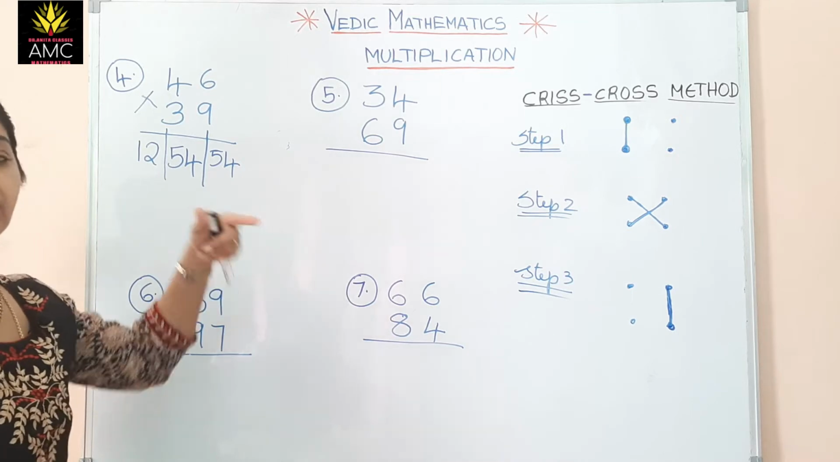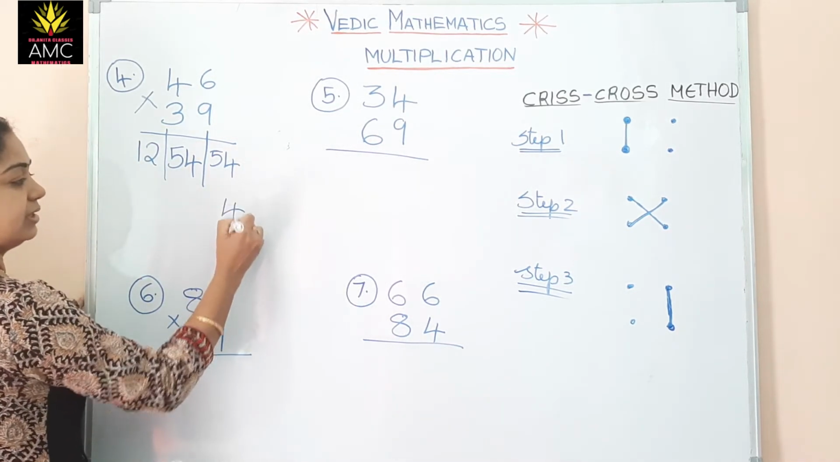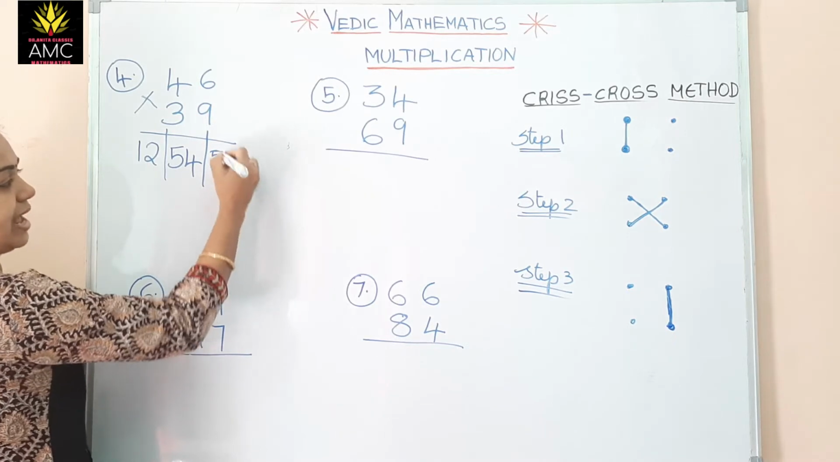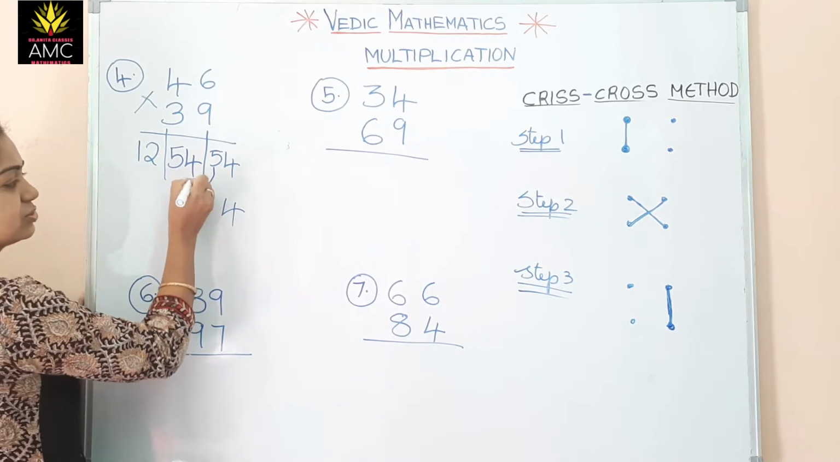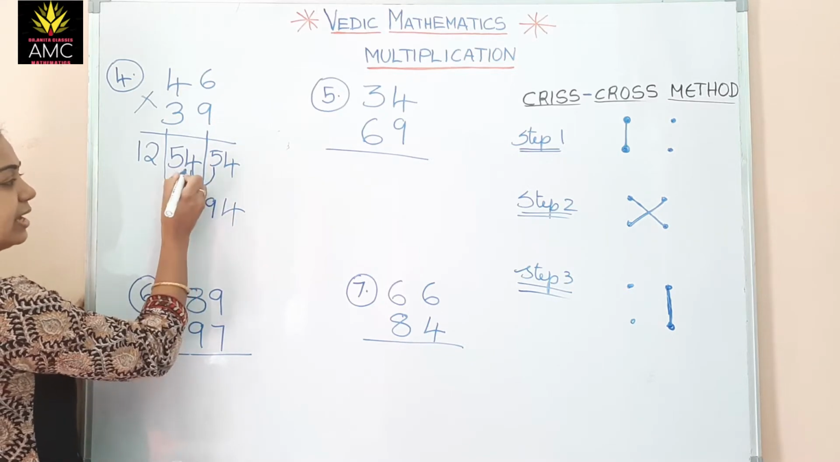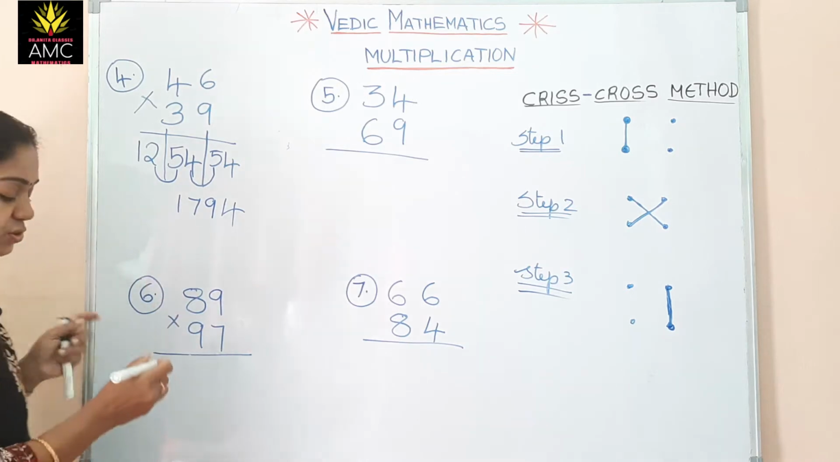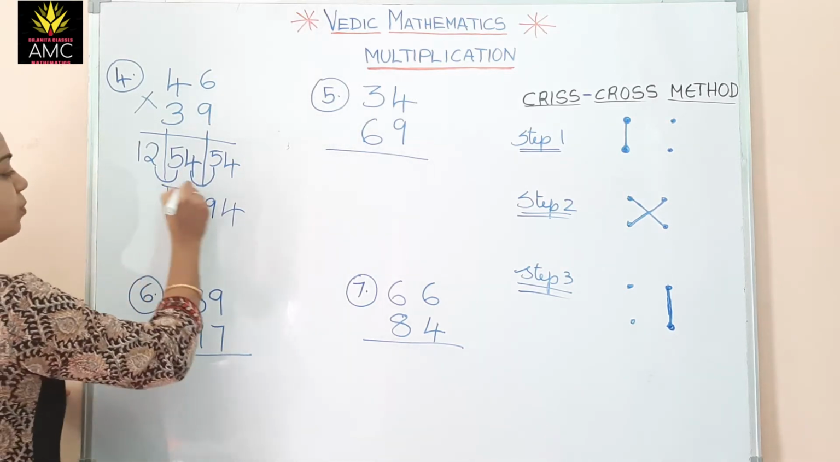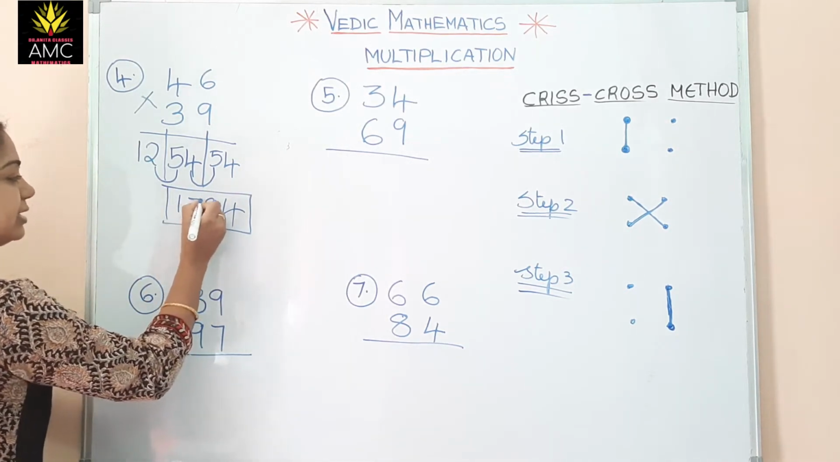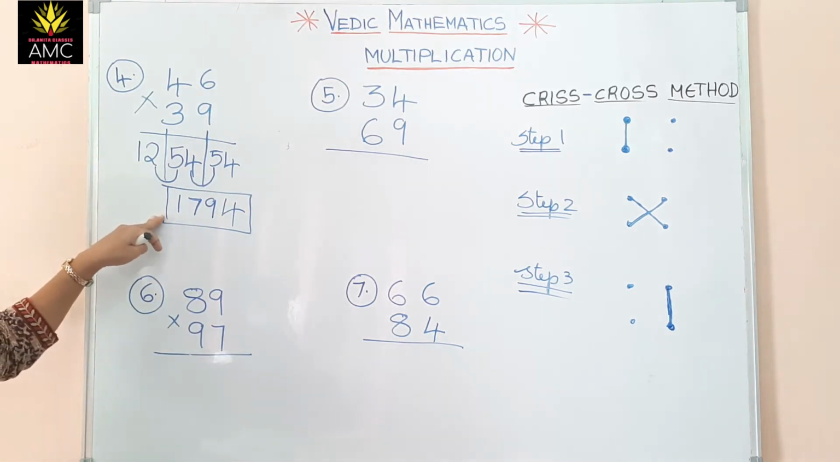What do we have to do? We have to do the balancing technique of the Vedic mathematics. This 4 as it is, and here this should be carried over here. So it comes to 9, 5 plus 4 is 9, and this comes to 7 and 1. So the final answer is 1794. If you are getting double digit numbers, just balance it and then in the next line you get the answer.